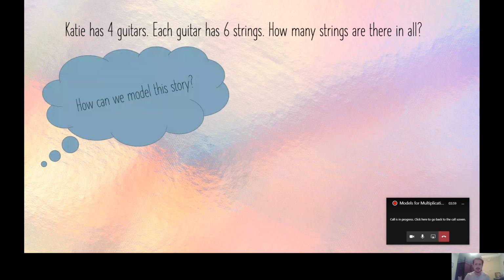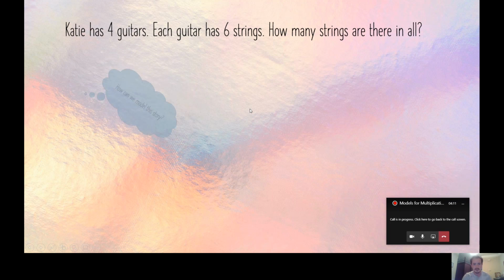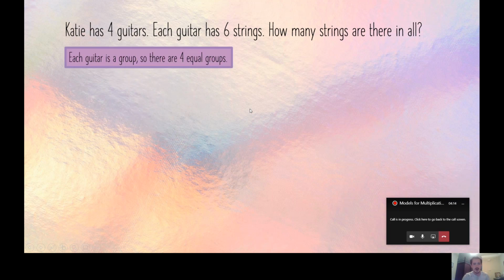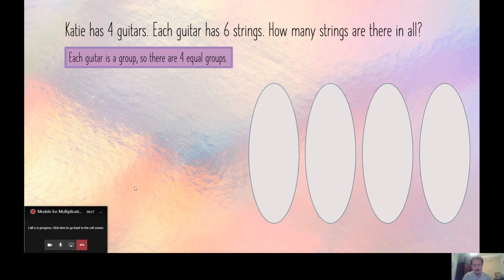When we solve a problem like this, a multiplication problem, the first thing we want to think about is how can we model this story? In other words, what kind of picture can we draw to get an understanding of how many strings there would be total? Each guitar is a group because each guitar has the same number of strings. So there are 4 equal groups. I'm going to draw 4 circles to show my 4 guitars.